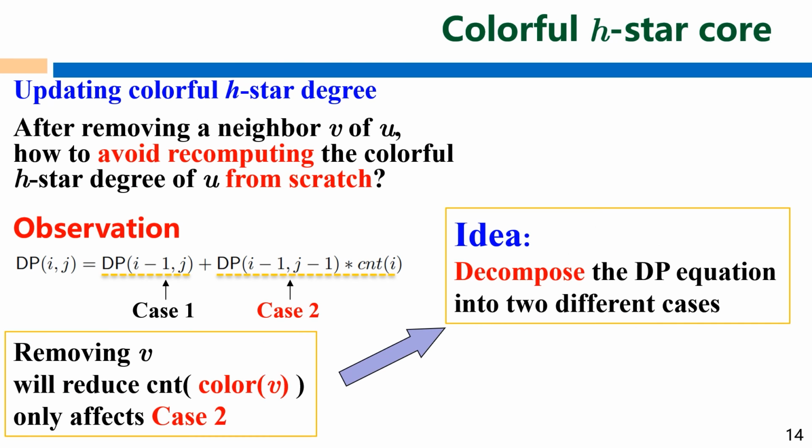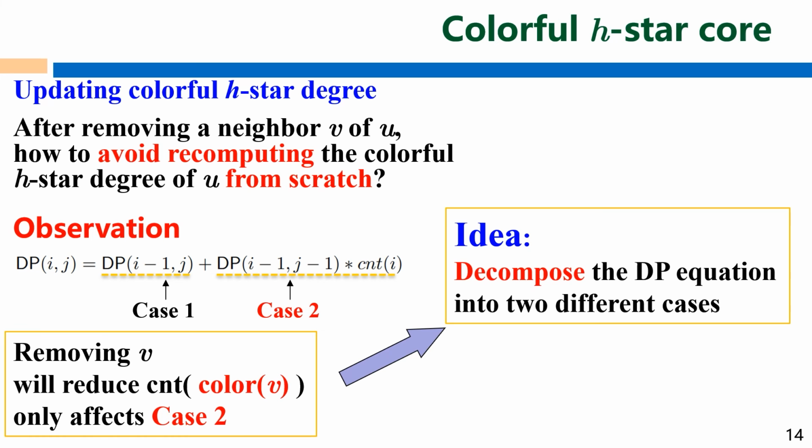Here we consider the problem of updating the colorful edge star degree of a node U when one of its label nodes V is deleted. To this end, a straightforward algorithm is to recompute the colorful edge star degree of U after removing V by using the DP algorithm. Clearly, such an algorithm is inefficient when we need to frequently handle edge removals. A natural question is, can we have a better algorithm to update the colorful edge star degree of a node without recomputing from scratch?